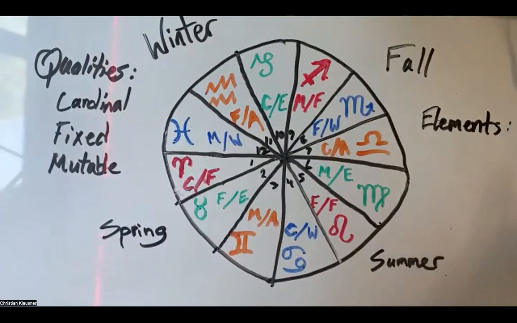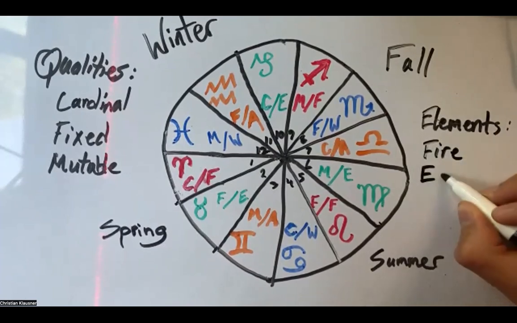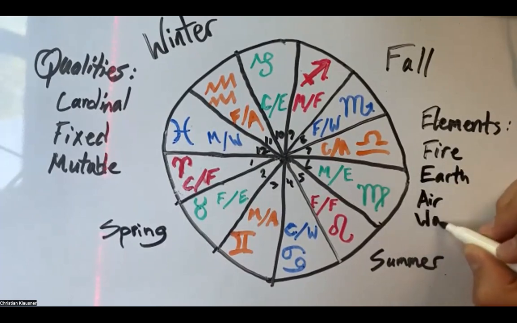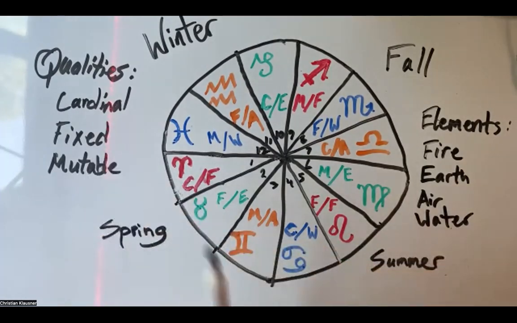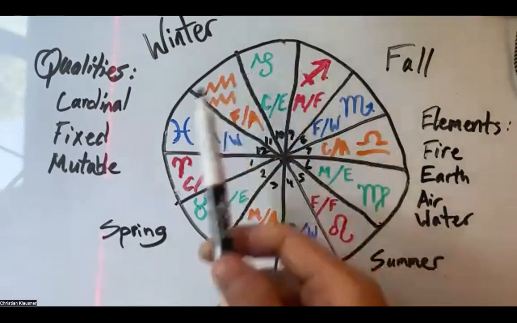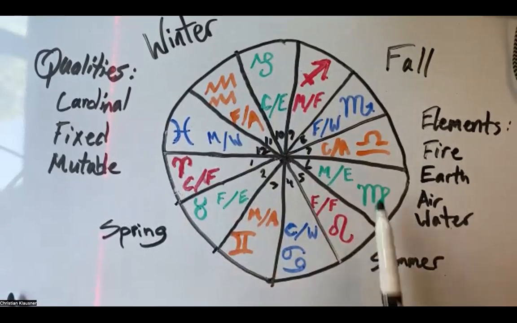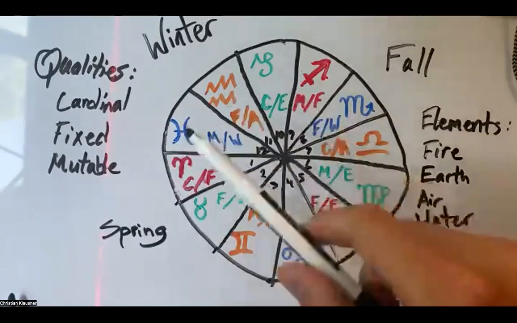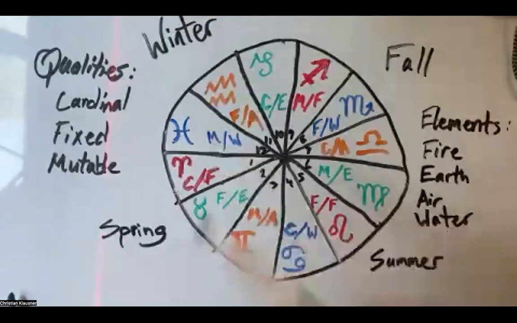All right. Fire, earth, air, water. So we got 4 and 3. Okay, so we see a cycle here. Cardinal, fixed, mutable. 1, 2, 3, 1, 2, 3, 1, 2, 3. We see another pattern. Fire, earth, air, water. 1, 2, 3, 4. 1, 2, 3, 4. So it's perfect in the way that it works. There's one for each quality and element.